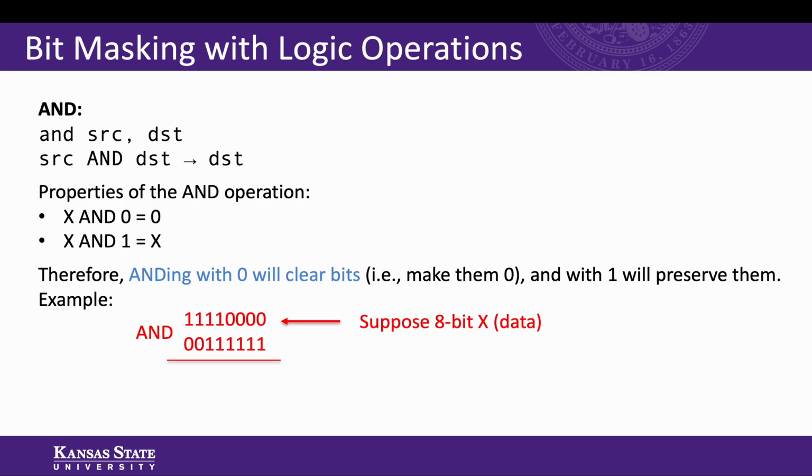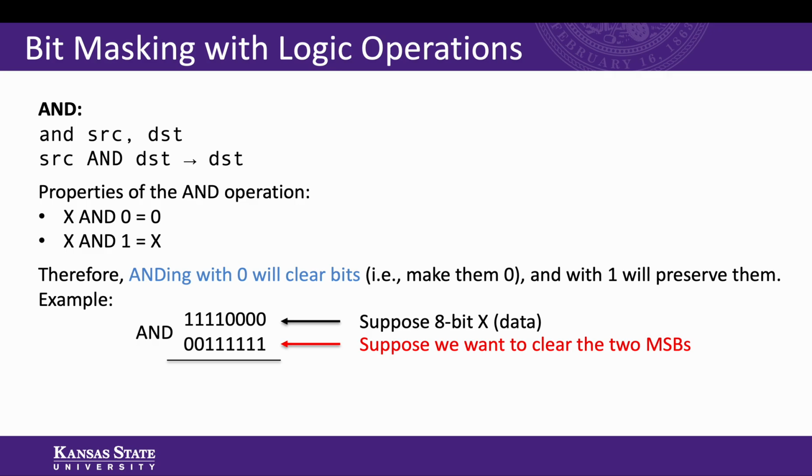Let's say we had data coming in, 8 bits, 1, 1, 1, 1, 0, 0, 0, 0. We'll call that x. That's the data coming in. All right, and let's say we want to clear maybe the 2 most significant bits. So what we're going to do then is AND the incoming bits with this string of bits 0, 0, 1, 1, 1, 1, 1, 1. In that case, the 2 most significant bits will be cleared, right?